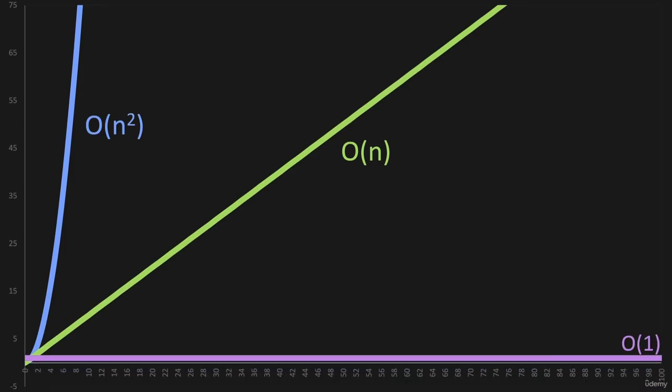So O of 1 is just that purple line across the bottom. It is the most efficient big O because as n becomes larger, the number of operations does not become larger. So anytime that you can do something with O of 1 time complexity, that is going to be very efficient. And that is our overview of O of 1.